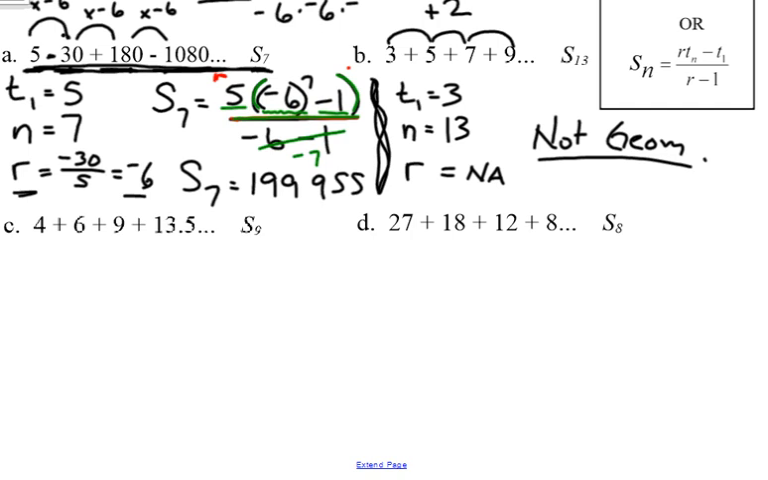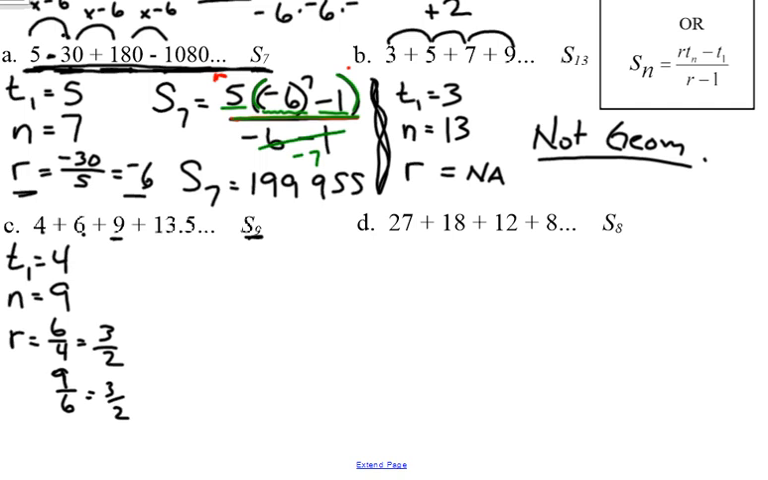All right, working now with C. Let's take a look at C. What do we have? Term 1 is 4. We want the sum of 9 terms, so the number of terms is 9. What's our R value? 6 divided by 4. Well, 6 divided by 4 doesn't work nicely, so I just reduce. We have 3 halves. Let's double check though. 9 divided by 6, reduce it, we get 3 halves. So we are looking at a geometric with an R value of 3 halves.